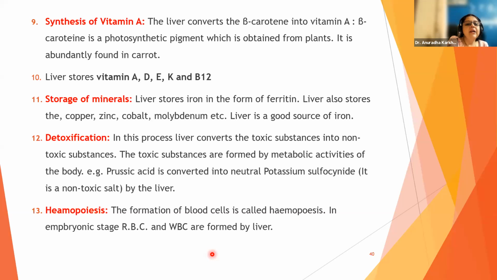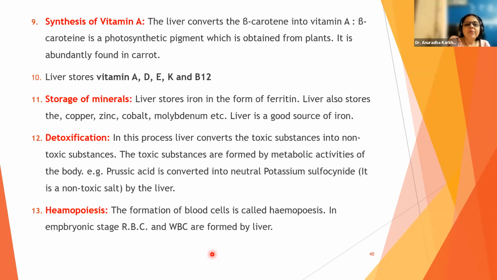Okay. Detoxification. In this process, liver converts toxic substances into non-toxic substances. The toxic substances are formed by the metabolic activities of the body. We know how the metabolism works. So prussic acid is converted into neutral potassium sulfocyanide, which is non-toxic. But prussic acid is toxic. So there are many different toxins produced in our body, and one of the examples given is prussic acid.